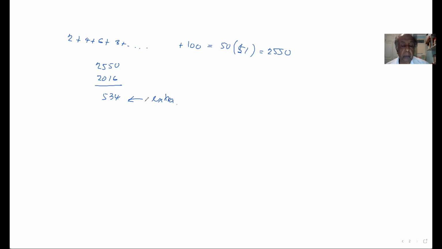So we have to remove as few numbers as possible to make 534, right? So if you want to remove as few numbers as possible to make 534, then you have to try to take the largest numbers from that list. So let's remove, if you remove 100, that doesn't make it, it's too little. So I have to do the next one, and the next one, and the next one.